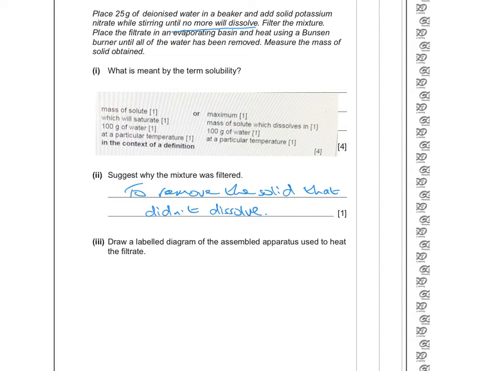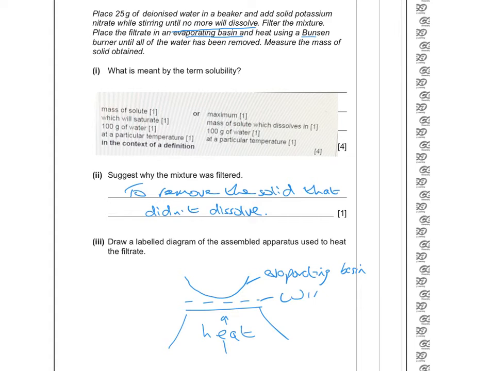And then heating the filtrate, you're told it's in an evaporating basin, and it's heated using a Bunsen. So we're going to use an evaporating basin here on a wire gauze, so we'll just use dashed lines. On a tripod, we don't need to draw a Bunsen burner, we can just write heat and put an arrow. And diagrams always must be labelled. So we put an evaporating basin or a dish with our wire gauze, and tripod.